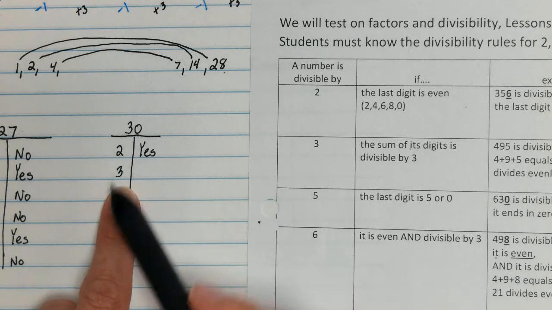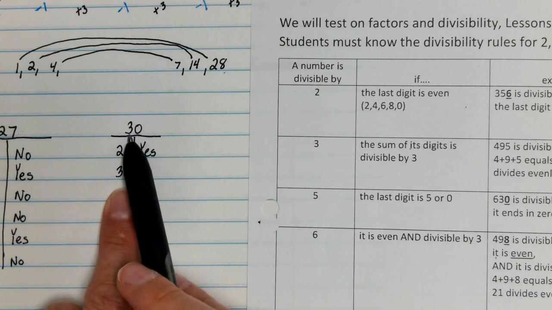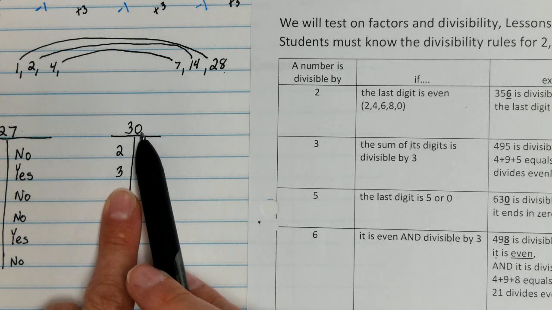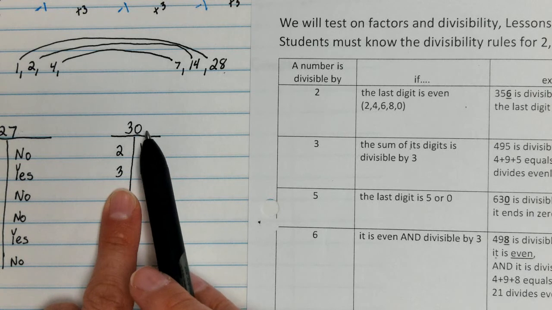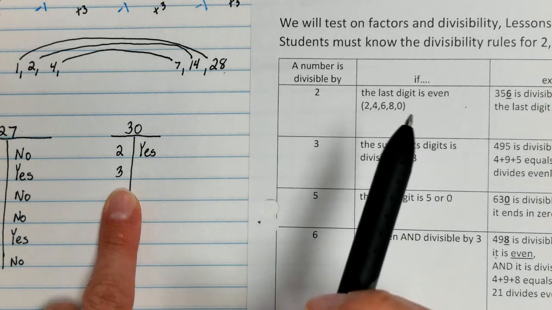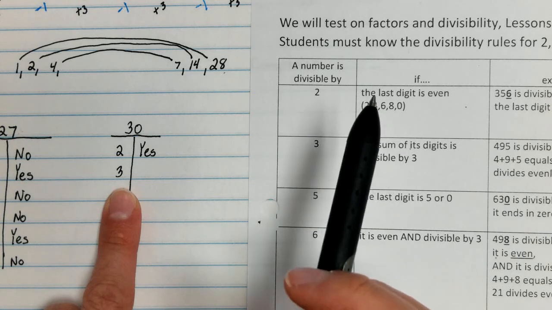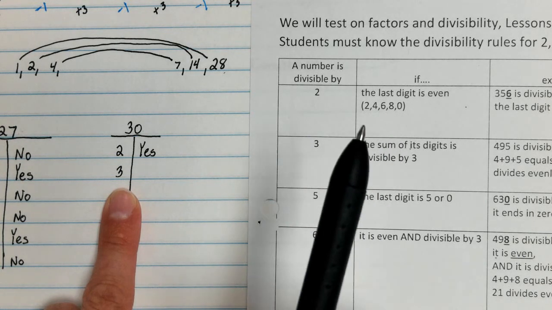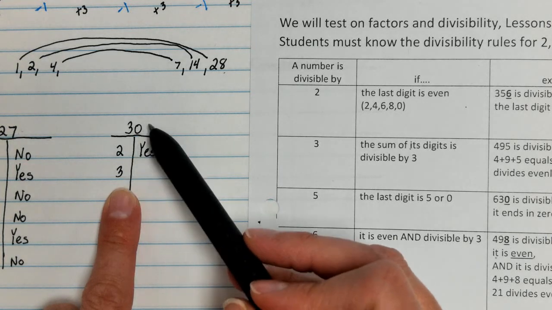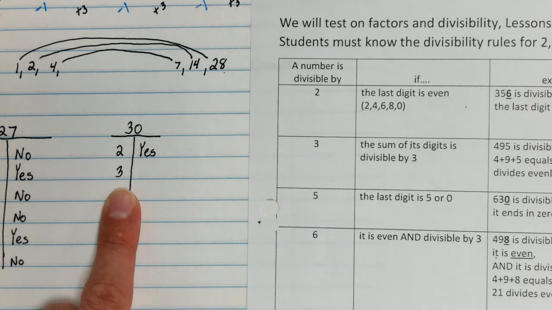So now I'm going to look at 3. I'm going to add the digits together. So I'm going to add 3 plus 0, and I'm going to think, 3 plus 0 is 3. Does 3 times any number equal 3? Think about it. Okay. Is 3 a factor of 30? Thumbs up for yes, thumbs down for no.